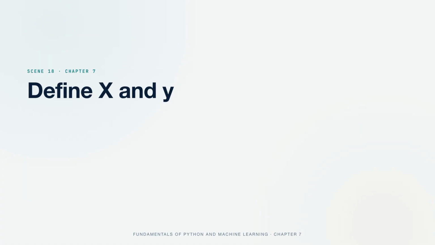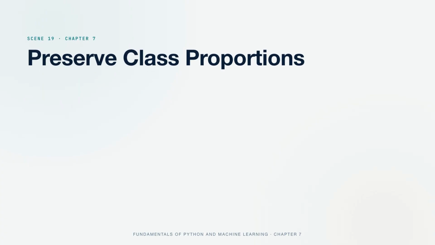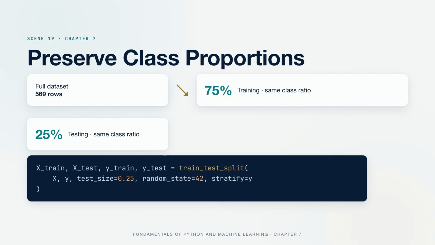Capital X contains the 30 numerical input features. Lowercase y contains the recoded target. Each row in X corresponds to the target value in the same row of y. Our goal is to train a model that uses the feature measurements to estimate the probability that an observation belongs to the malignant class. Because the feature columns have different units and ranges, we will include feature standardization as part of the modeling pipeline. We divide the dataset into training and testing subsets. In this example, 75% is used for training and 25% is reserved for testing.